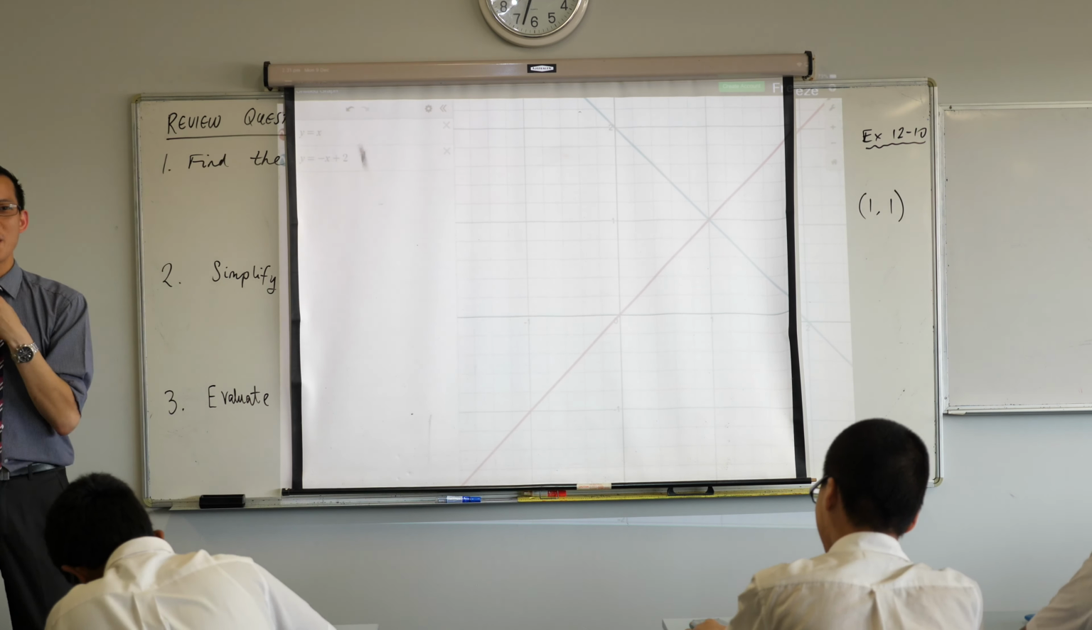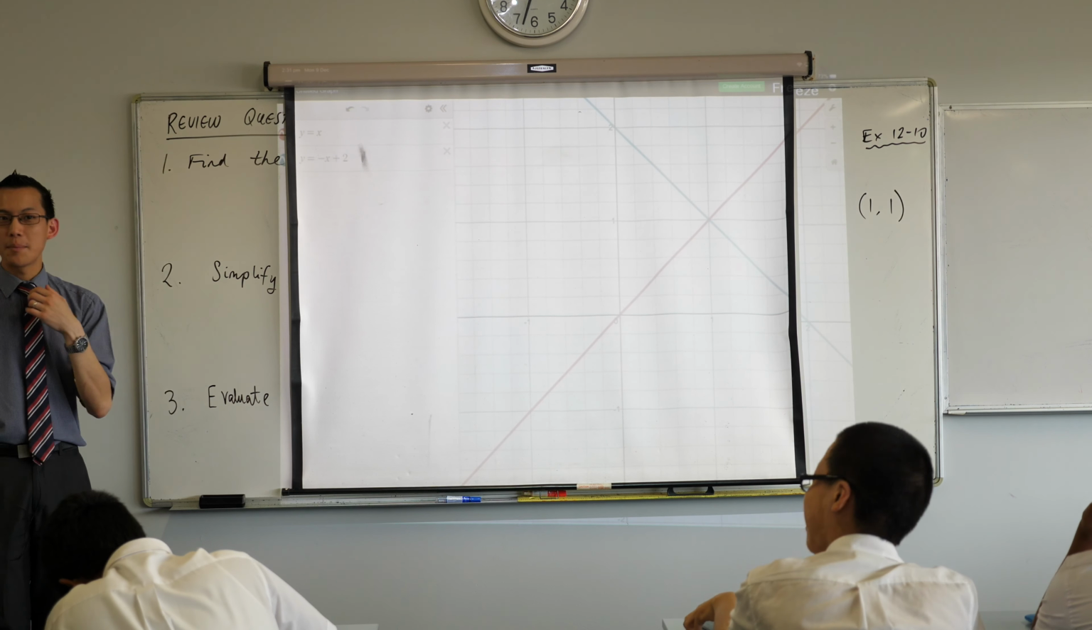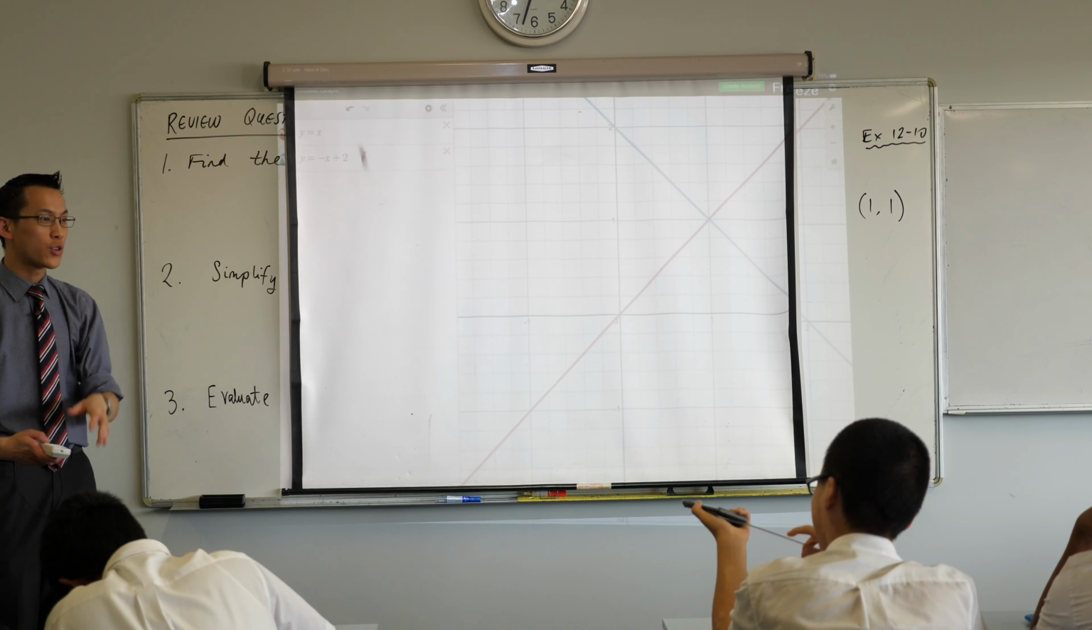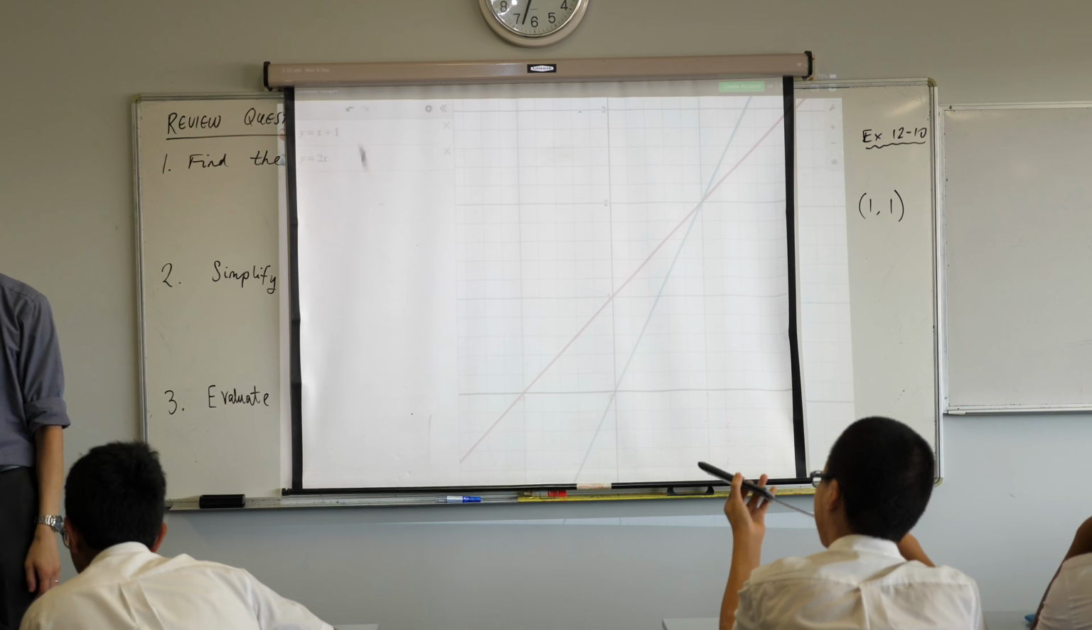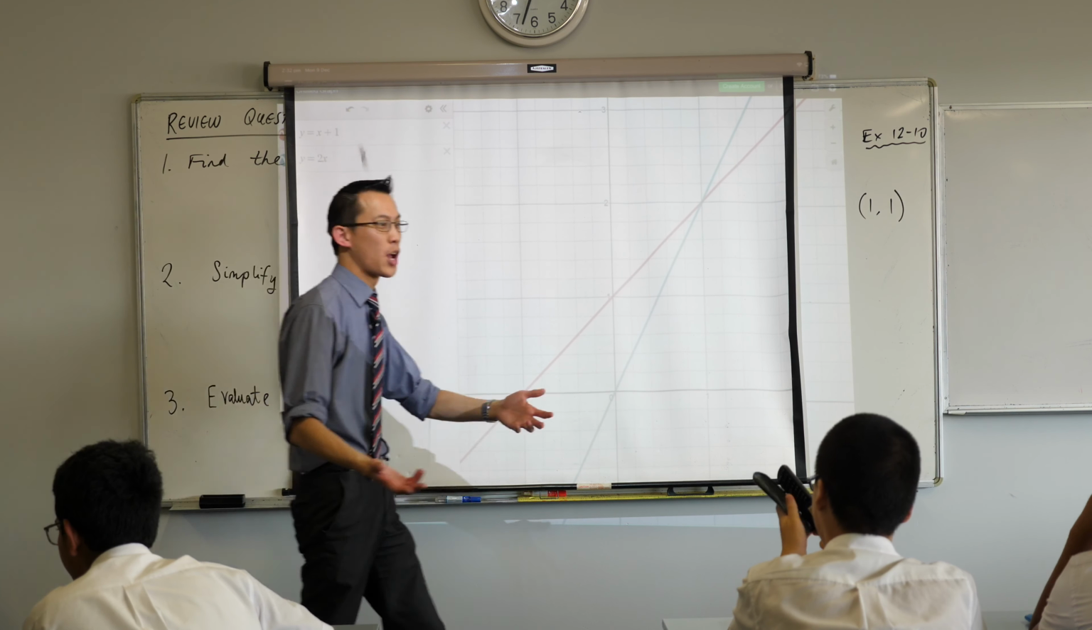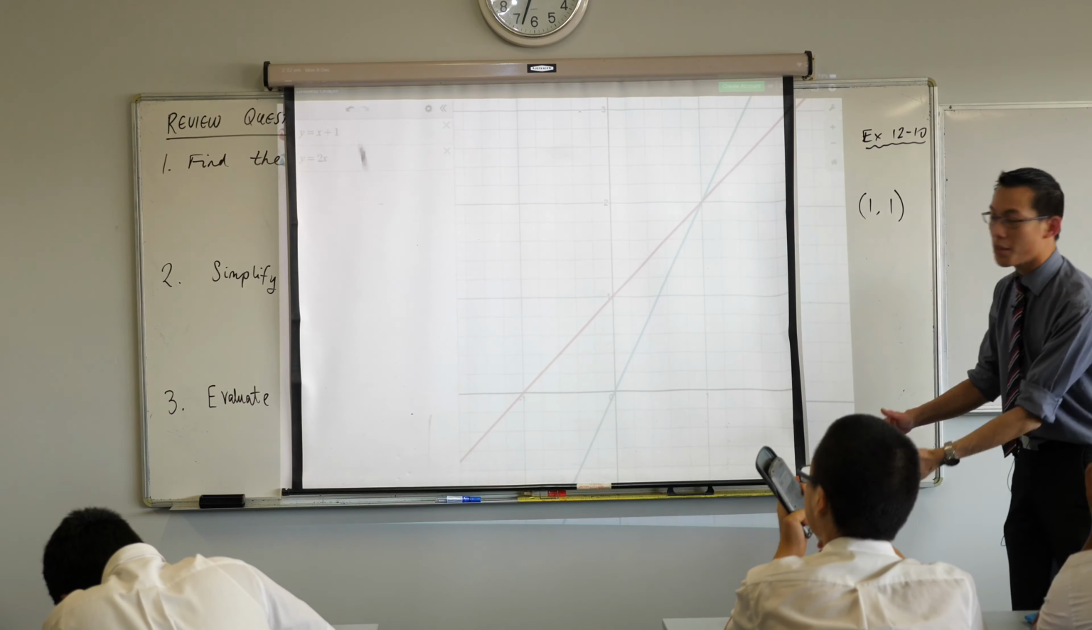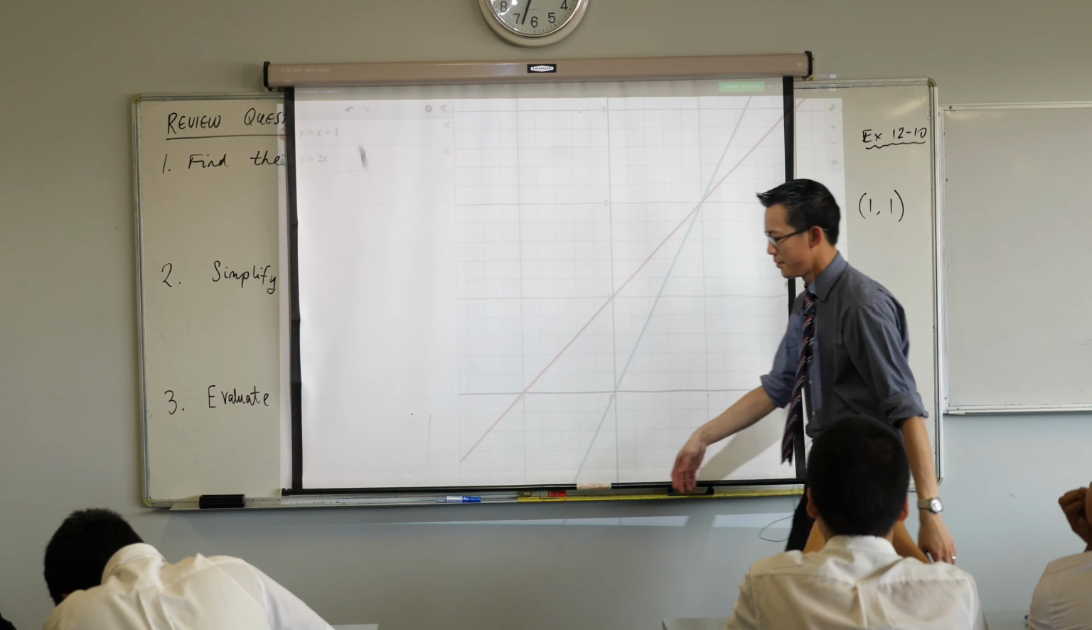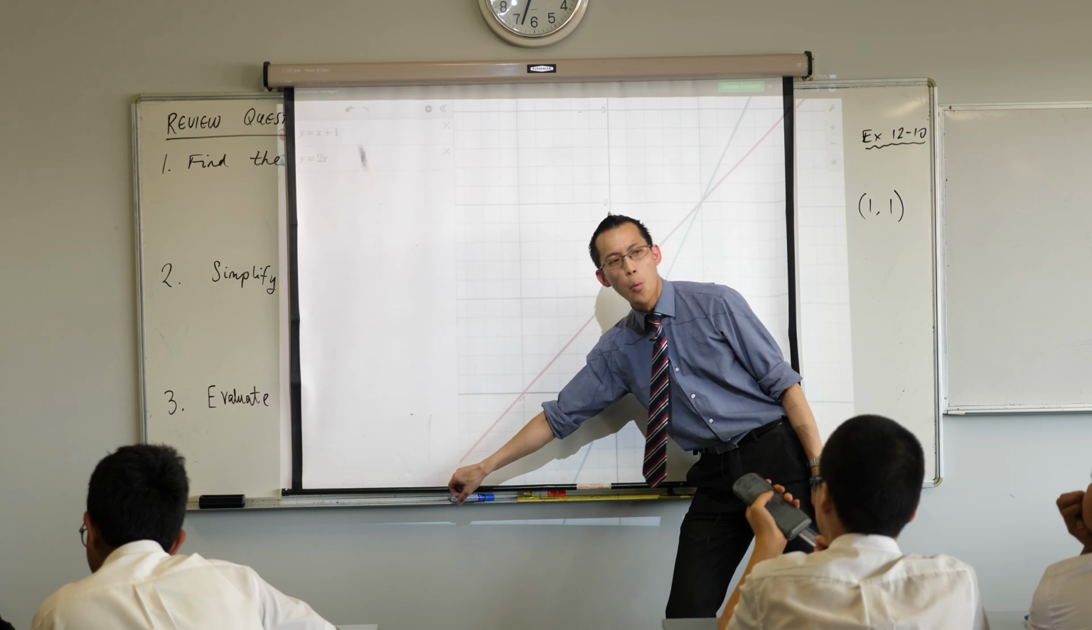Okay, so have a look up. What you've got on your screen, does it match this? Is that what it looks like? Maybe your red and your blue are swapped over. It doesn't really matter which one's which, okay? So this time again, we've got a point of intersection. What is the point of intersection? What are its coordinates?